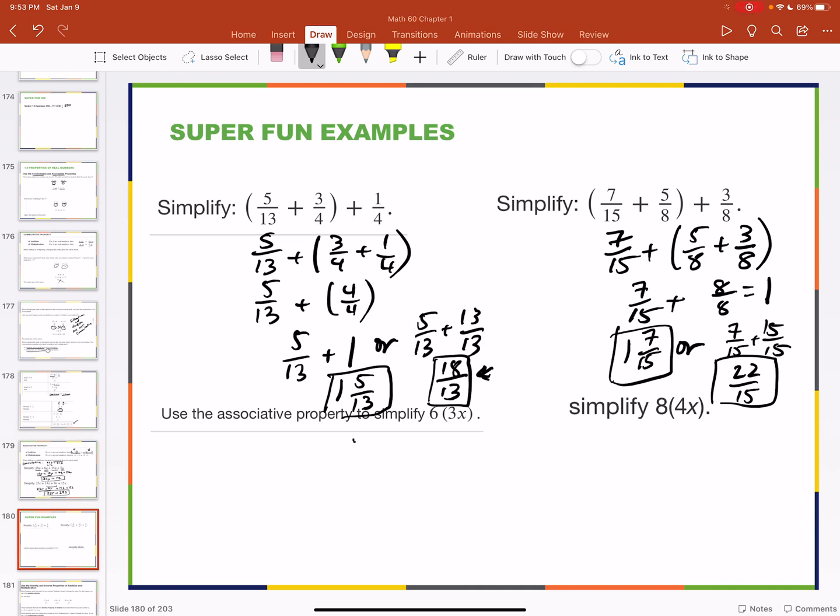So let's go ahead and do 6 times 3x. If I want to rewrite this, I would just do it. Sometimes we just do the associative property mentally, so this would be 18x. And then here, 8 times 4x, we would just multiply the numbers first, and you would get 32x.